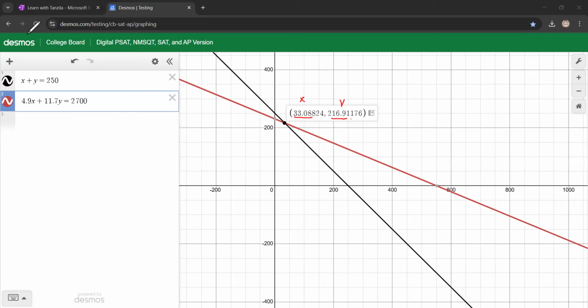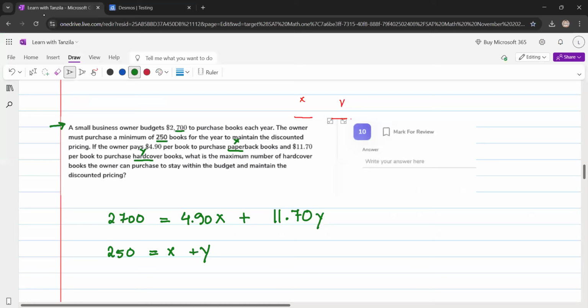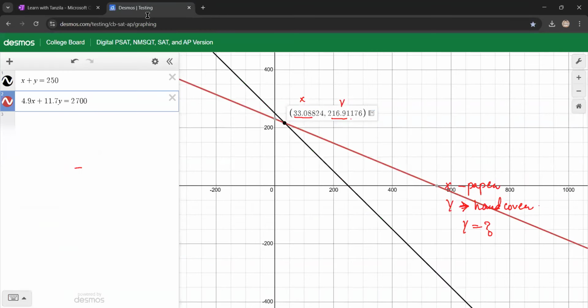X was paperback. Let us go back to the question. X was paperback and Y is hardcover. And we need to find the maximum number of hardcover books. We need to find Y. Sometimes in these types of questions, students would write the answer for X in place of Y. They have to write the answer for Y, but they would write X and you are done. You missed the question, it's wrong. Don't make that mistake.